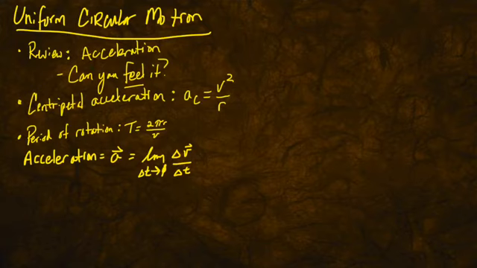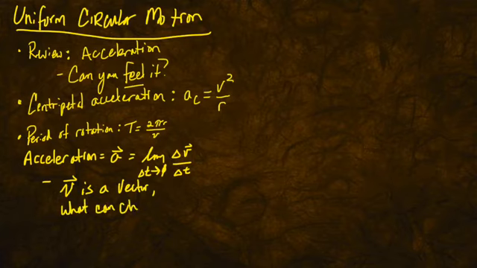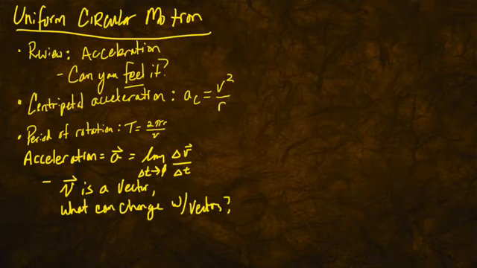All right, now we know that acceleration equals this. Acceleration is the limit as delta t approaches 0 of delta v over delta t. That is a delta v, not a delta r. Delta v is a vector. But what things can we change with vectors? Vectors have two parts to them, right? They have magnitude and they have direction. So we can change either of those things and create a change in our vector.